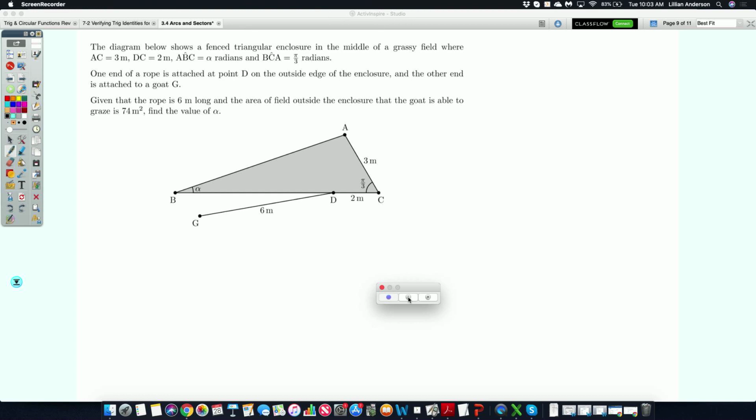Okay, now if you tie up this goat, or if you even tie up any type of creature, he's only going to be able to go 6 meters out in front of him. That's in any direction.